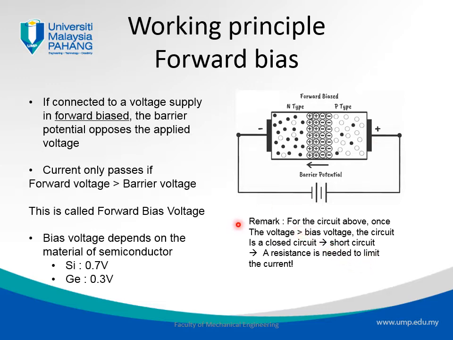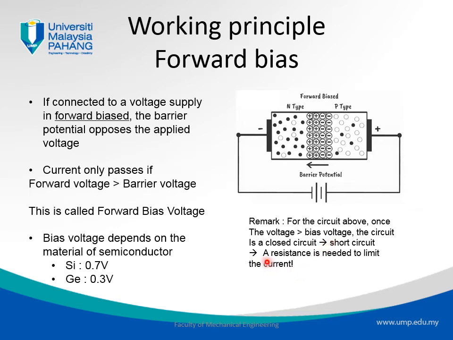So basically a remark can also be made here. In this circuit, basically we only have a diode connected to a power supply. So for the circuit above, once the voltage supplied is larger than the bias voltage, the circuit is closed. Circuit is closed means the diode now conducts the current. It becomes just like a conductor without any resistance. If there is no resistance, then we can imagine that the electrons that come out from the positive terminal of the power supply go directly into the negative terminal of the power supply without any resistance. It means we're creating a short circuit. So that's not what we want to create, because we don't want to damage our power supply.